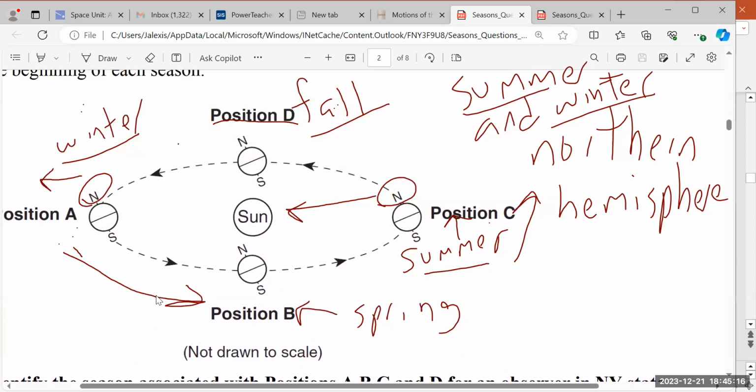All right, so once again, when you get a question like this, always try to identify at least summer and winter. Summer is always going to be where the North Pole is facing towards the sun. Winter is always going to be where the North Pole is facing away from the sun. And then you just follow the arrows to see which season is next. Good stuff.